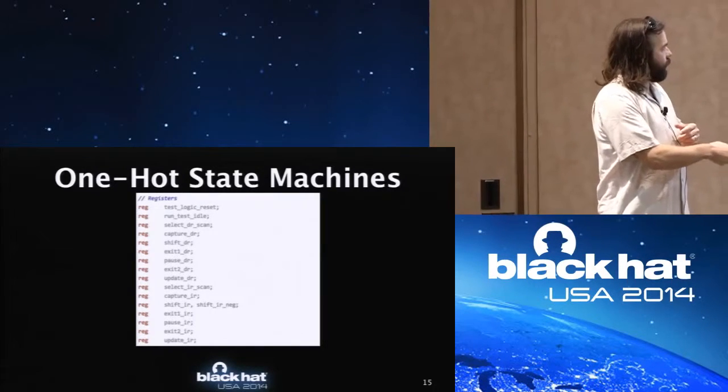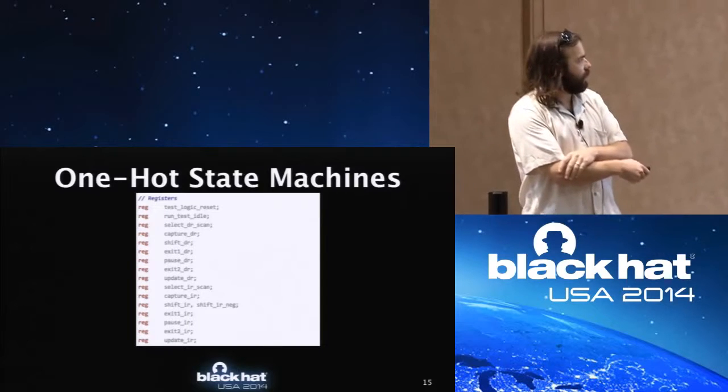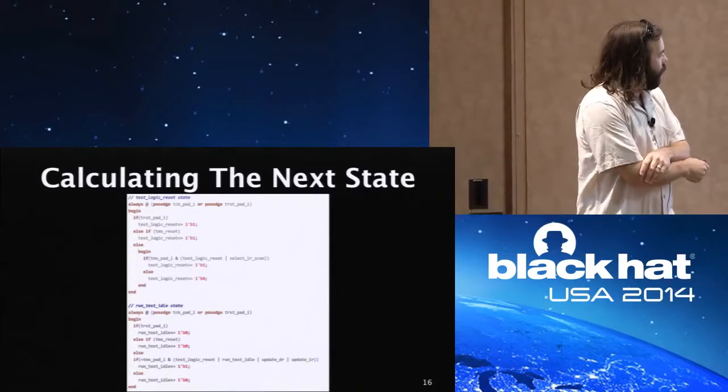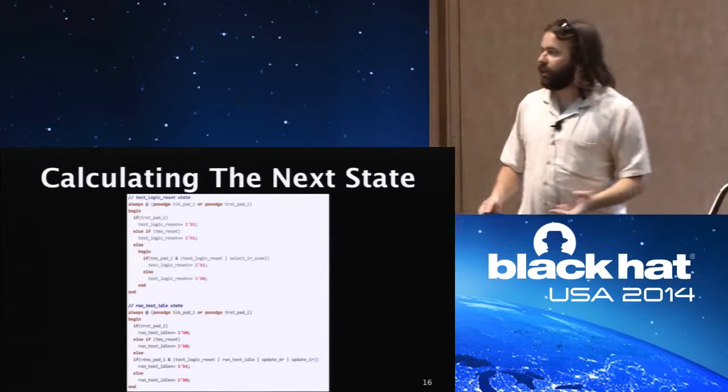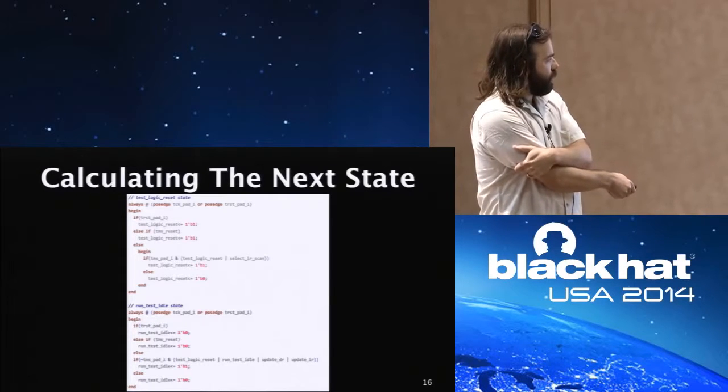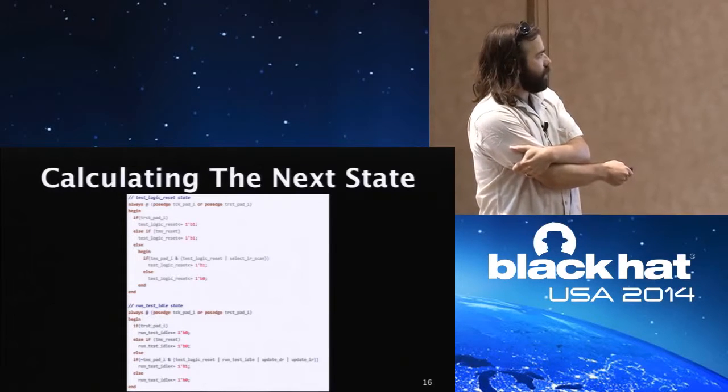So here we go. We look in the code. We can see the definition of each of these states that match to each of these states. So each one of them is a separate register. And then we want to look at how the next state is calculated. In this case, what they did is they came up with a little logic block for each state. So the test logic reset state, right?